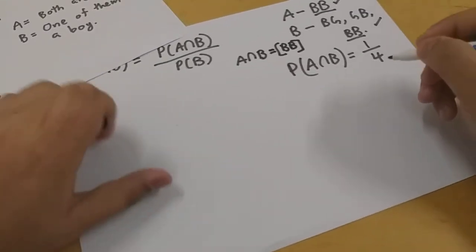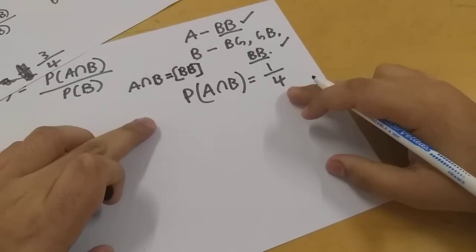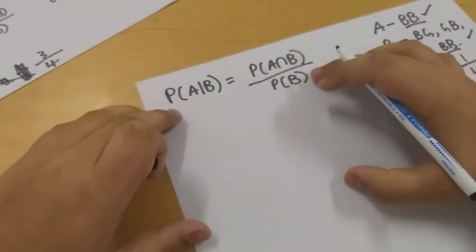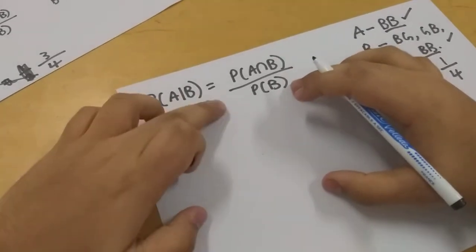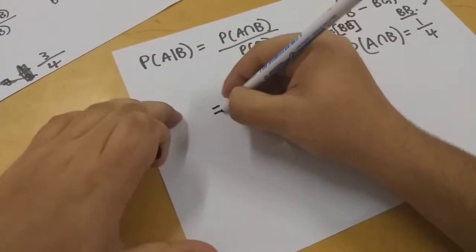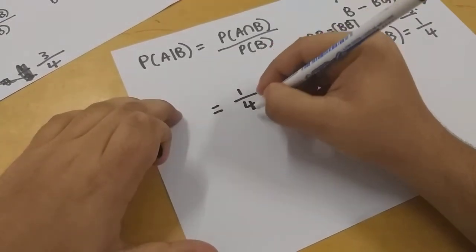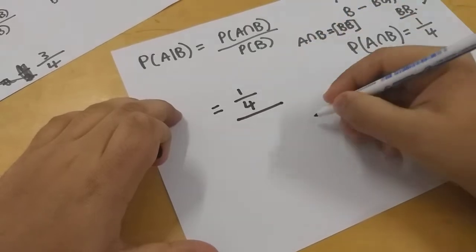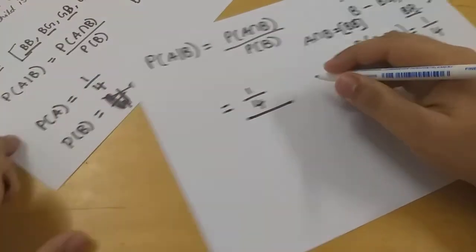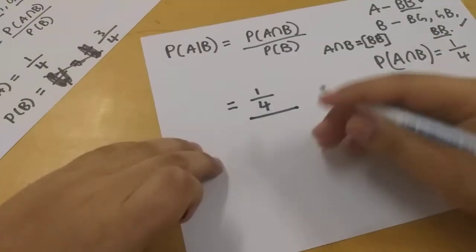So now we have P of A, P of B, and P of A intersection B. Let's apply our formula. P of A given B is equal to P of A intersection B divided by P of B. Now let's put the values. P of A intersection B is 1 by 4, divided by P of B, as we have given here, is 3 by 4.